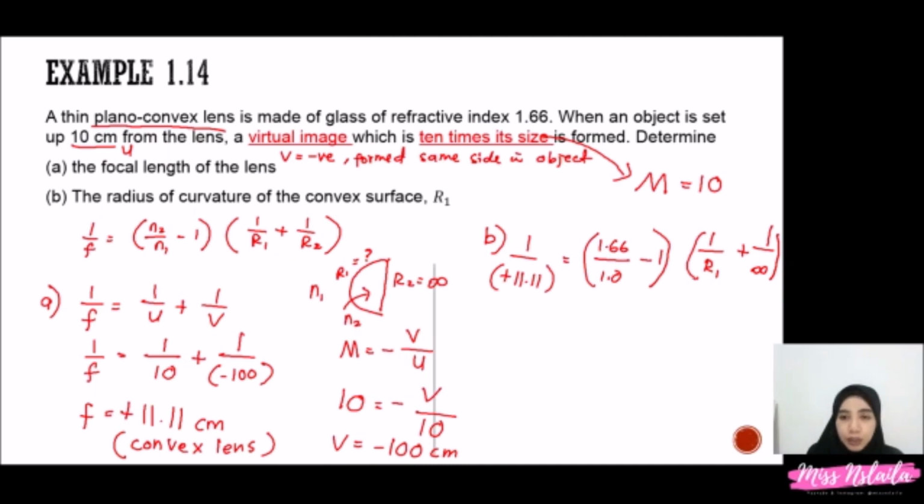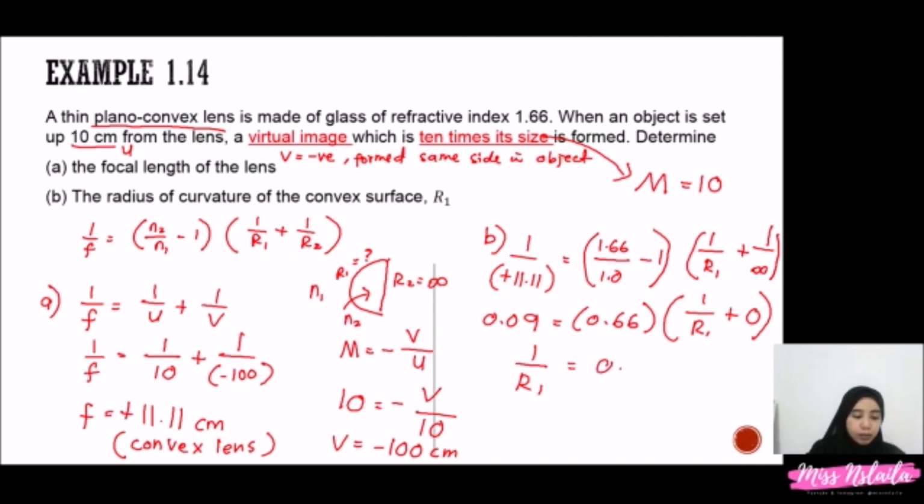When you want to substitute the value, please make sure that you know the shape of the thin lens. Now let's calculate for R1. So this one is 0.09 equal to 0.66 times 1 over R1 plus 0. Alright, so bring this to this side. So 1 over R1 will be equal to 0.136. Then we get R1 equal to 7.33 centimeter.